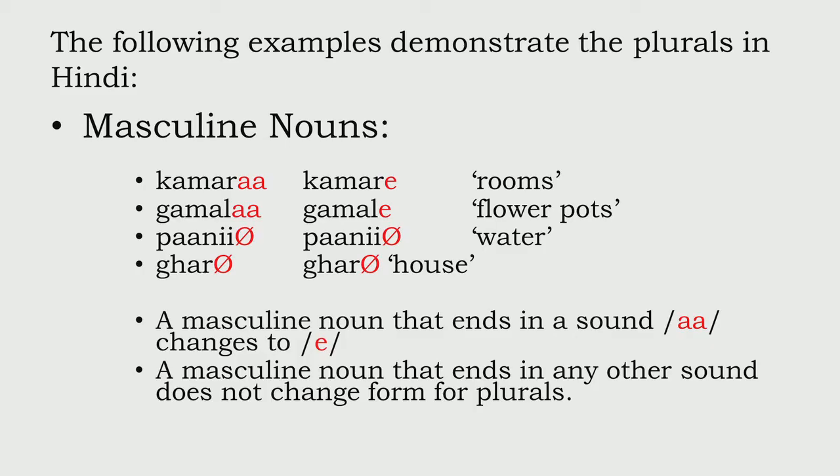It's indicated here in red, and you can see that the final sound, which is a vowel in this case, a, changes to another vowel, a, or becomes a in its plural counterpart, and then it means plural. This is an example of a morpheme. This is an example of a process.